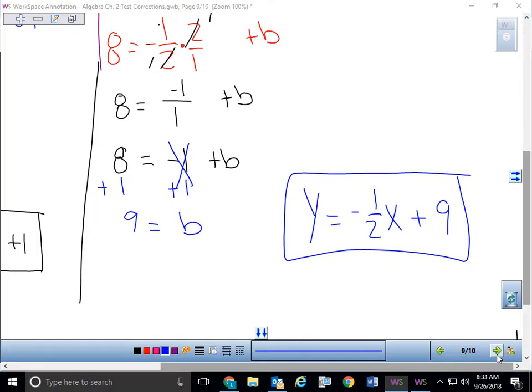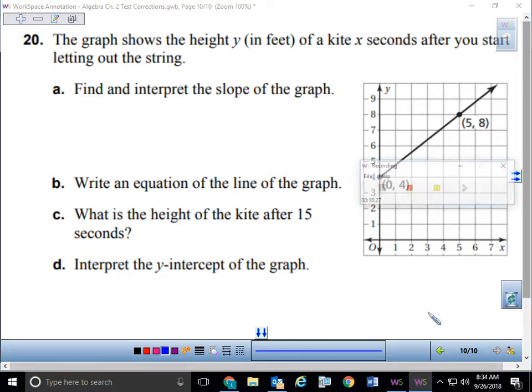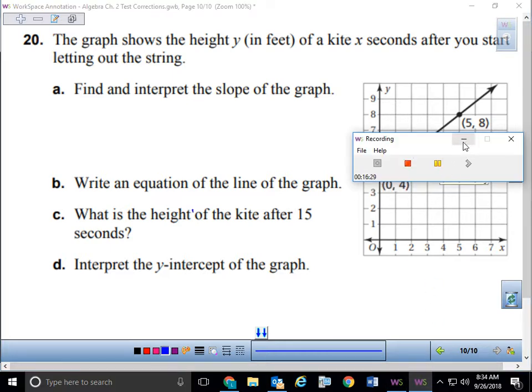Okay, guys, your last problem. Woo! Just about done. Okay, guys, let's finish this up.